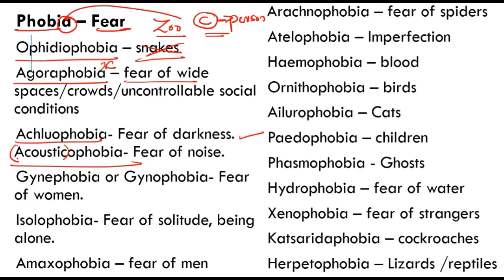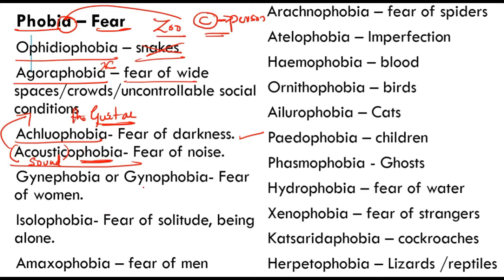Acoustic definitely should not be a new word for those who are lovers of music, because usually people start with an acoustic guitar, which makes a lot of sound. It's not like an electric guitar. When you play an electric guitar without electricity, it doesn't make any sound, but acoustic guitars are not like that. They make a lot of sound. So acoustic basically means sound. Phobia, fear. Fear of noise or sound is actually called acoustic phobia.